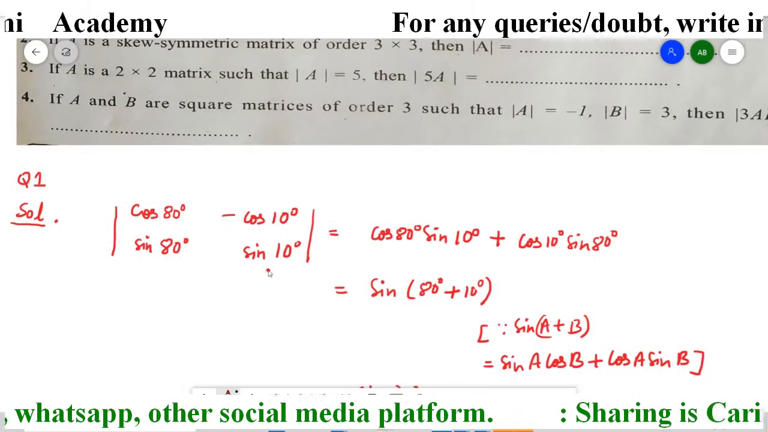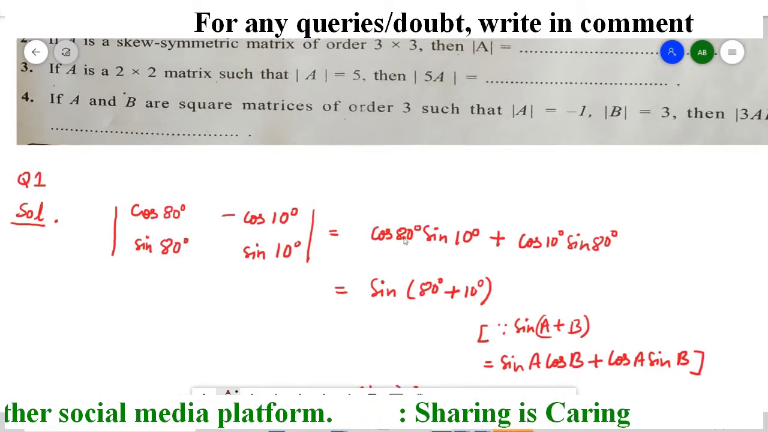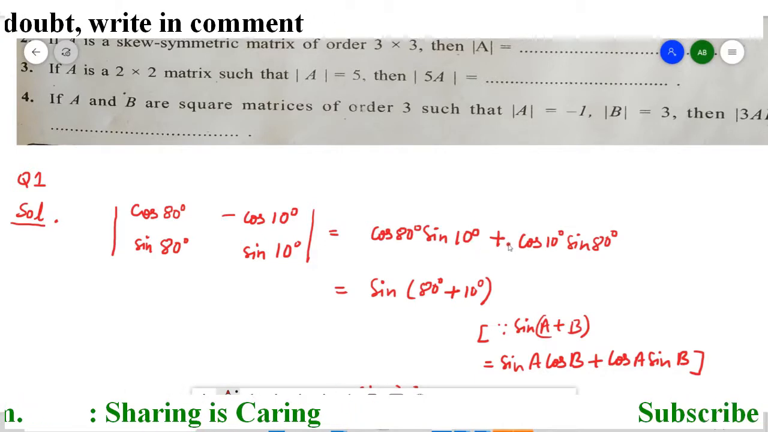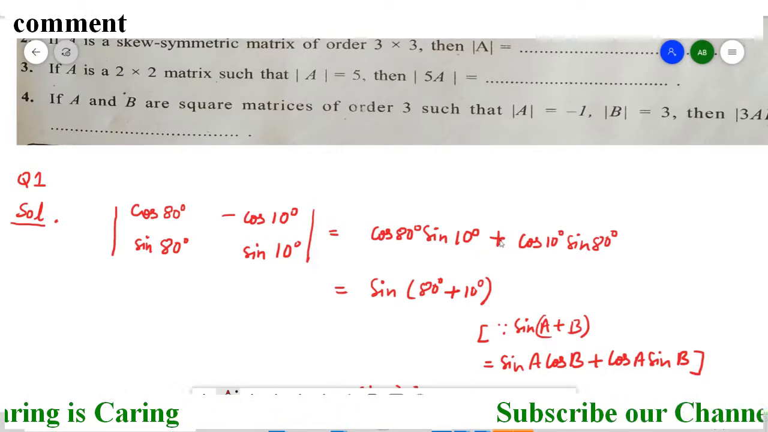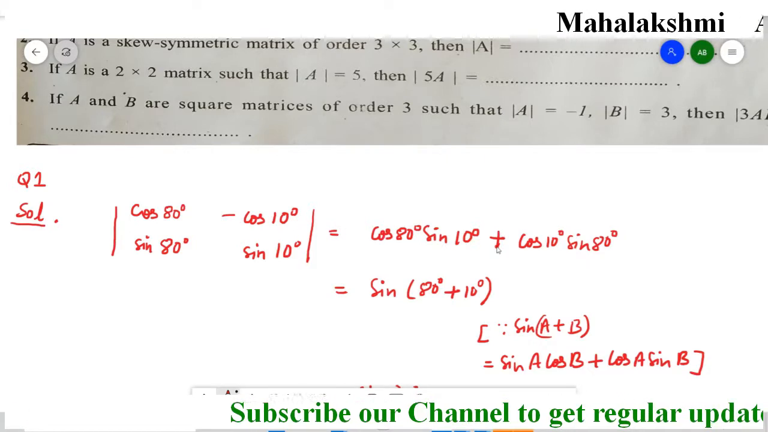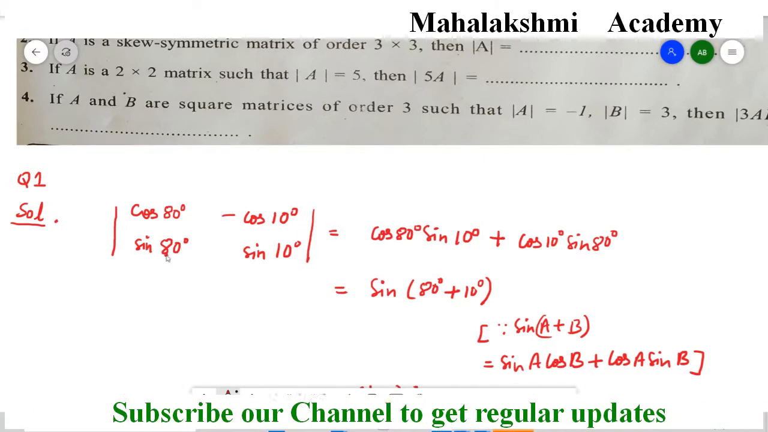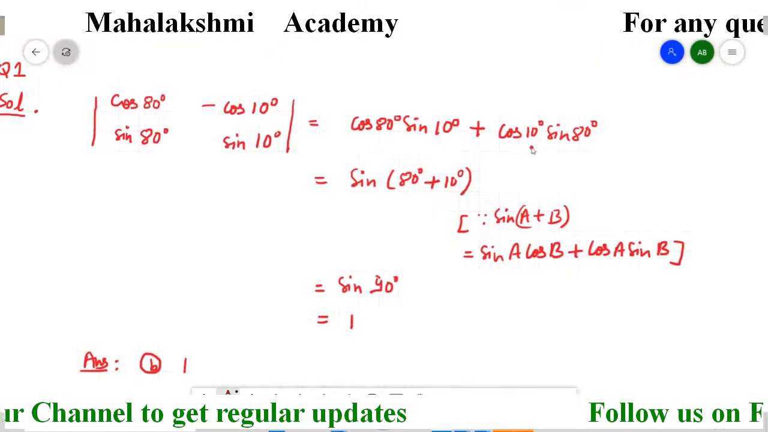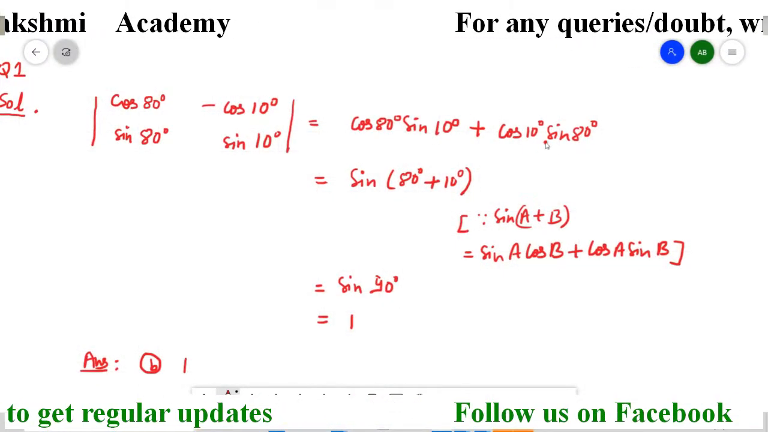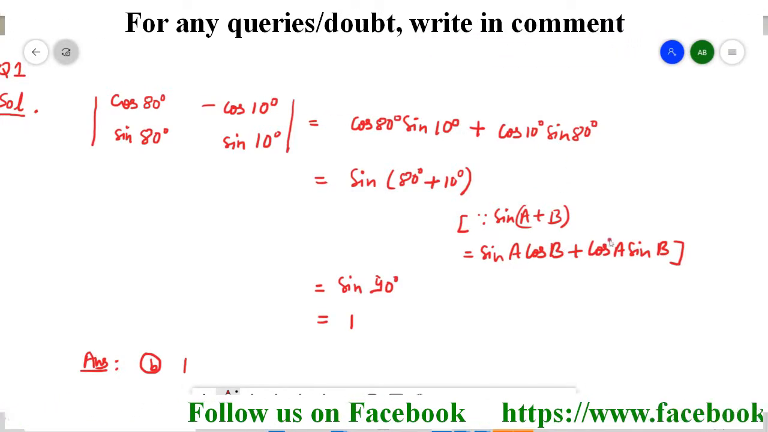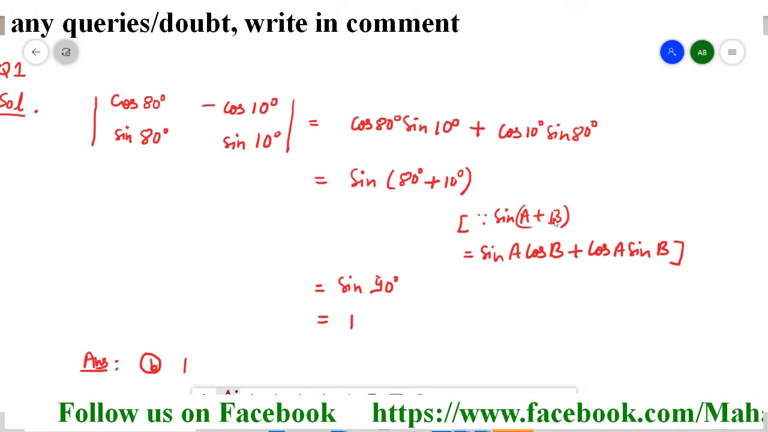So cos 80 multiplied by sin 10, and then we have to put a minus sign because of the formula, and it already has a minus sign. So minus becomes plus here. Cos 10 multiplied by sin 80. Now after opening it, we found that whatever expression we obtained is in the form of sin A cos B plus cos A sin B, which is the formula of sin A plus B.